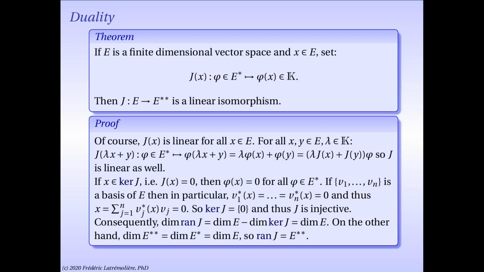Therefore, using the observation we made on the previous slide, since x equals the sum from j equals 1 to n of v star j at x multiplied by v sub j, and this is a linear combination whose coefficients are all 0, we get that x equals 0. So we've seen that the kernel of J is indeed the singleton 0, and thus J is injective. And thus, by the rank theorem, since the dimension of the domain and the dimension of the codomain here are equal, we can conclude that J is in fact an isomorphism.